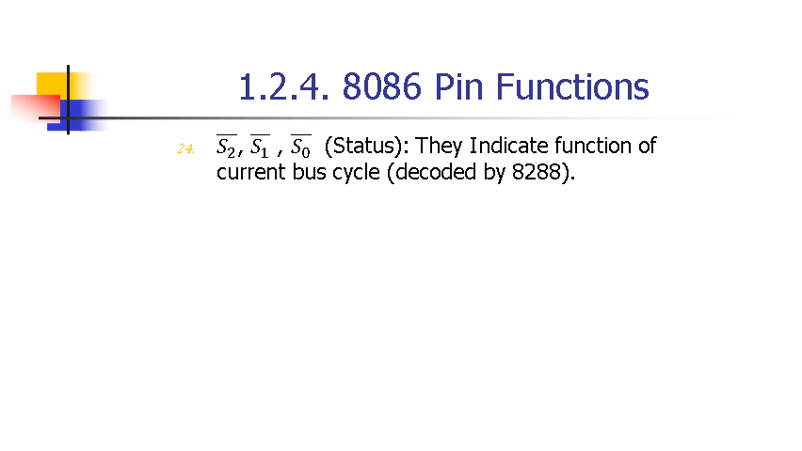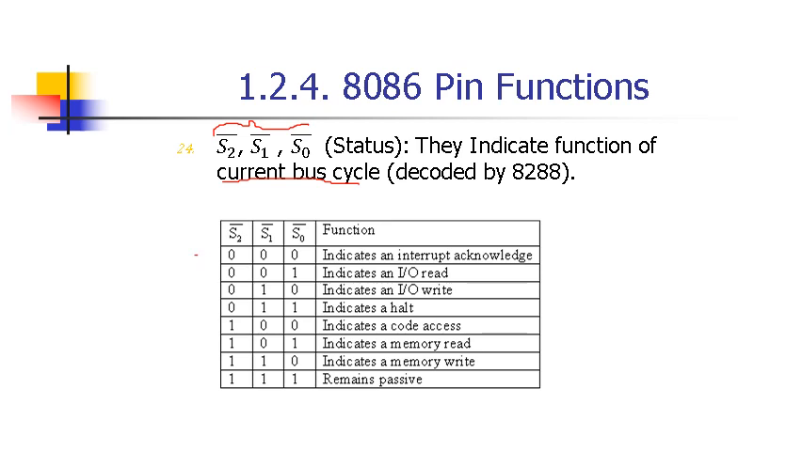Okay, we have 3 status bits, S0 through S2. They indicate the function of your current bus cycle. For example, if they are all 3 zeros, this means an interrupt is acknowledged. If 001, IO read, IO write, and so on. So these 3 bits are used to indicate the status of your bus.